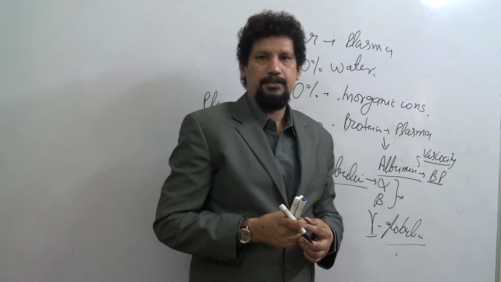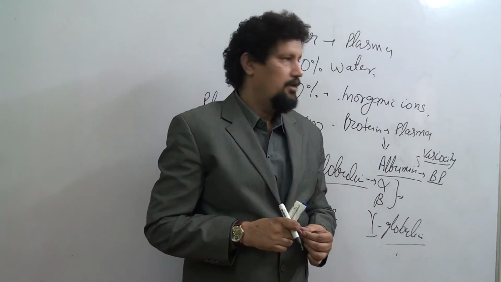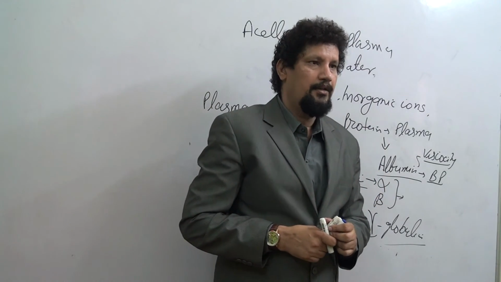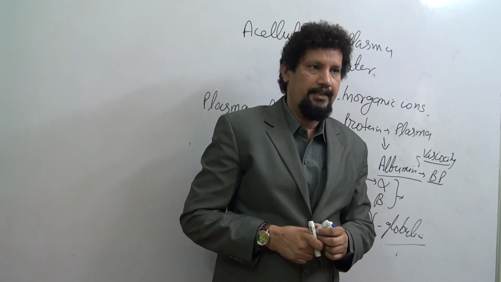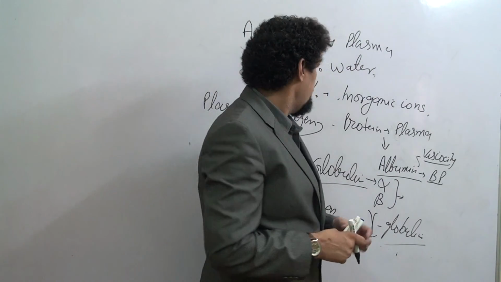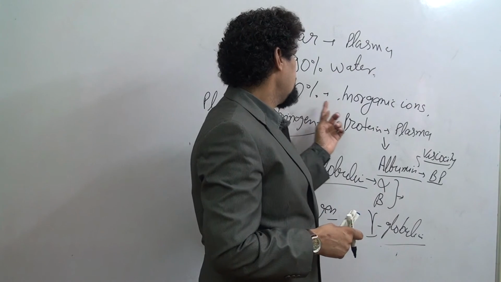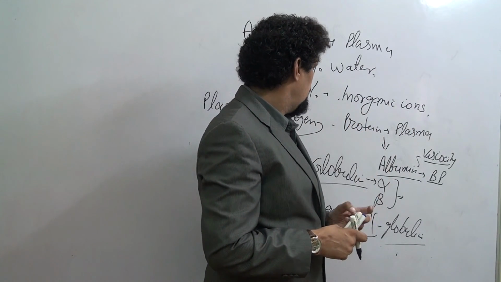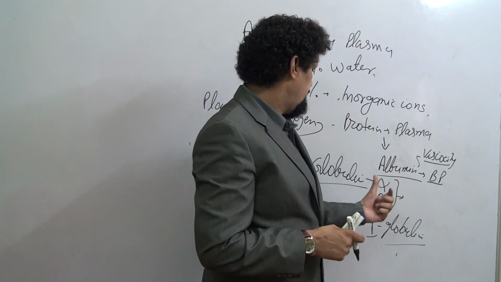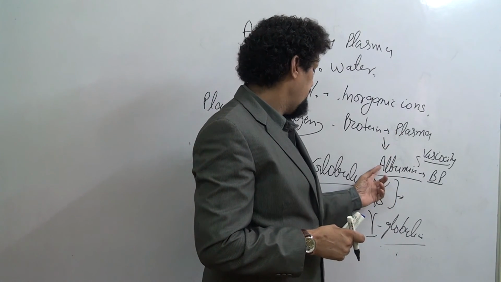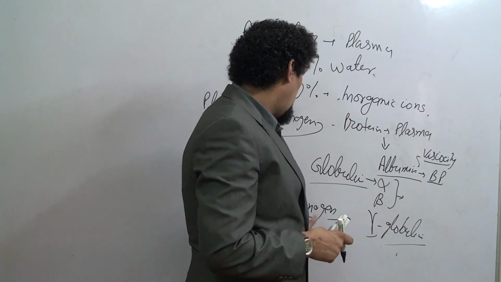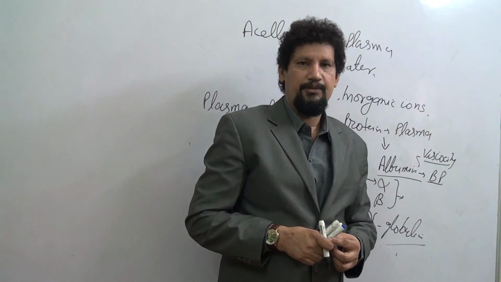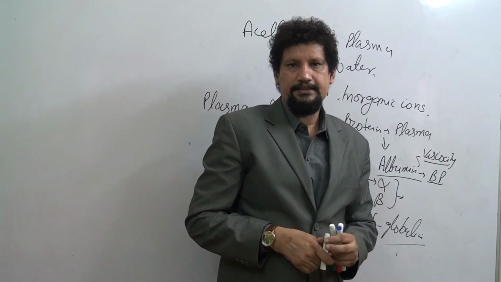We have seen the acellular or non-cellular component of the blood, which is plasma, formed by 90% water and 10% inorganic ions and proteins known as plasma proteins, which are of three types: albumin, globulin, and fibrinogen. When we remove fibrinogen from the plasma, it is known as the serum.